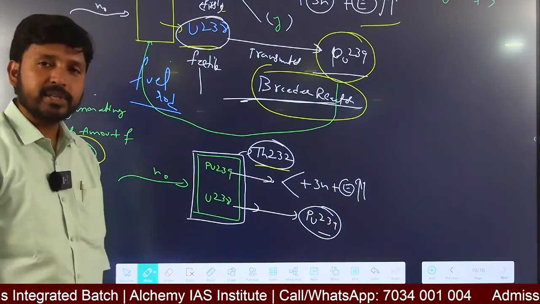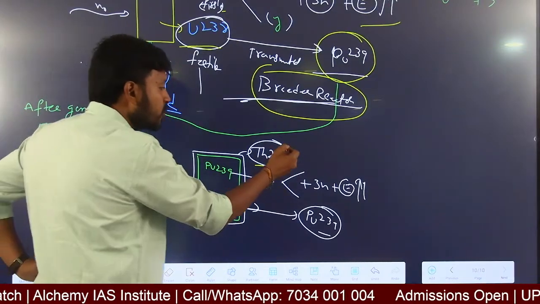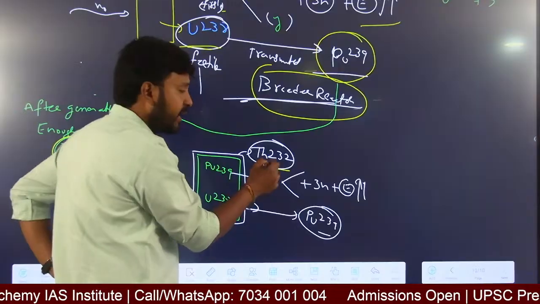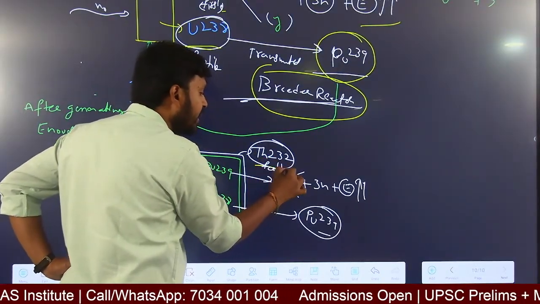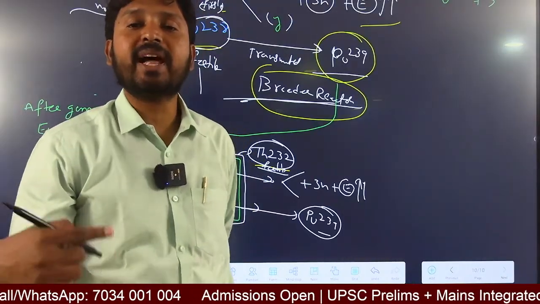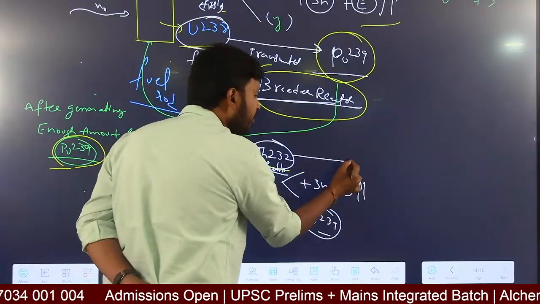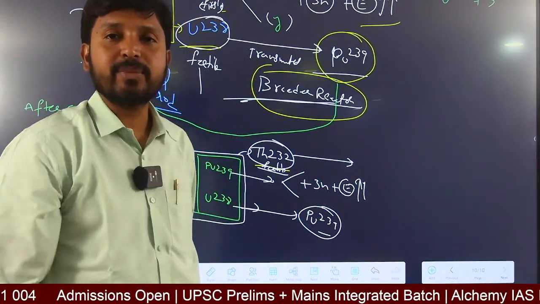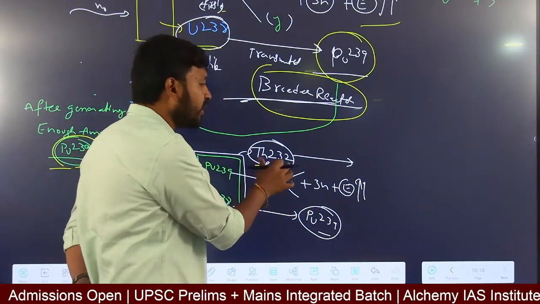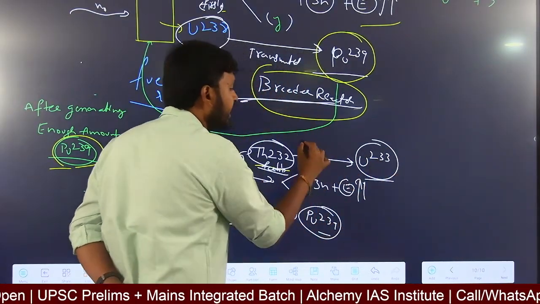But what happened to this thorium 232? We have seen an earlier equation, right? Is it a fissile or fertile material? It is a fertile material, and we know when a fertile material is bombarded with neutrons, it will be transmuted and converted into some other fissile material. So what material will it be converted into? We have seen some equations at the start. This thorium 232 will be converted into uranium 233.